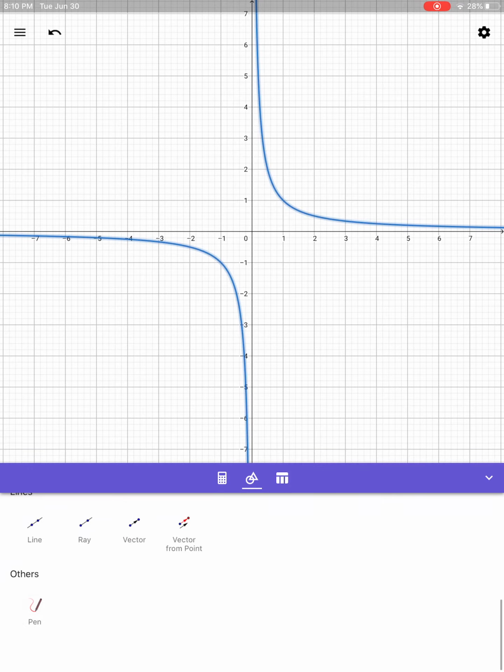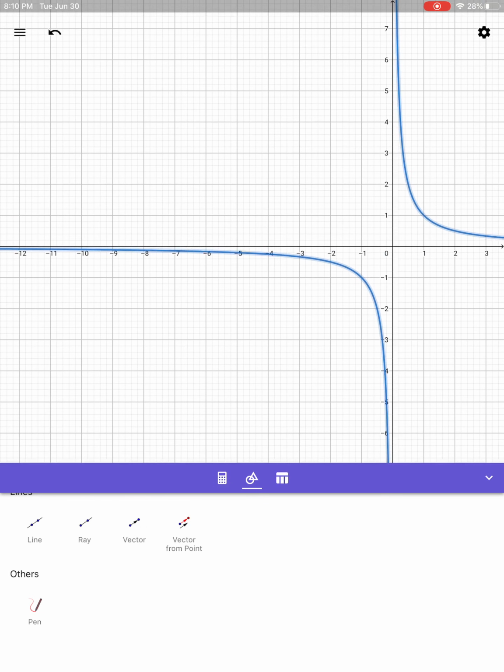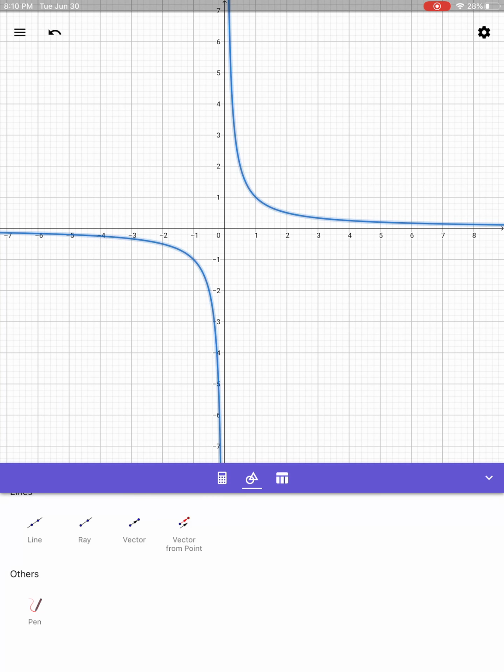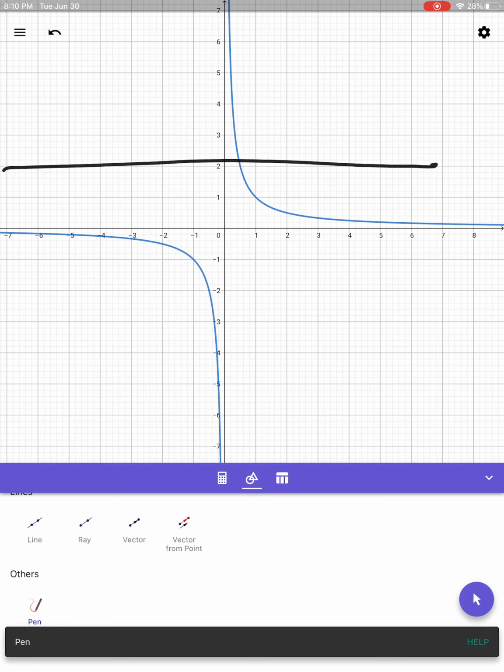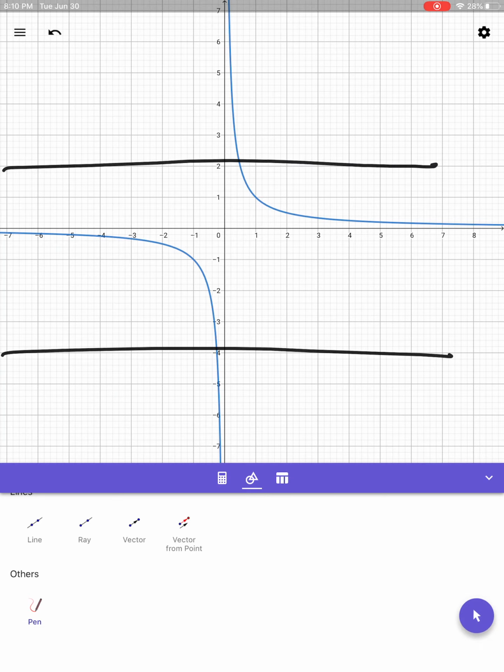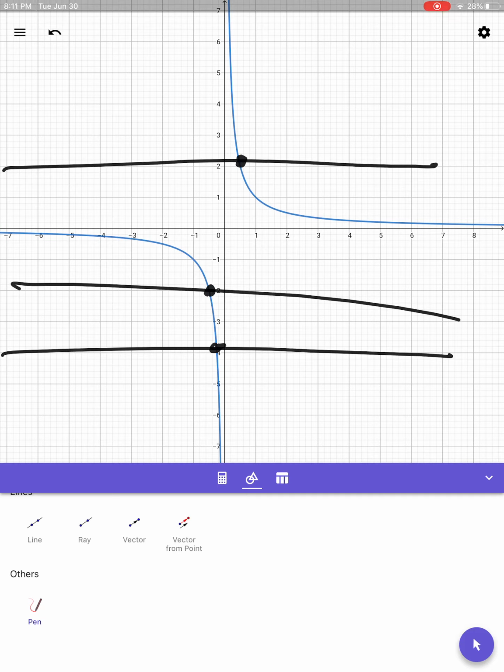So if I choose a pen and draw horizontal lines like this, you can see everywhere, if I keep drawing horizontal lines, it is touching the function only at one particular point, here, here and here. Therefore this is definitely a one-to-one function. So what we did using the definition is correct. So now you understood what is a one-to-one function.